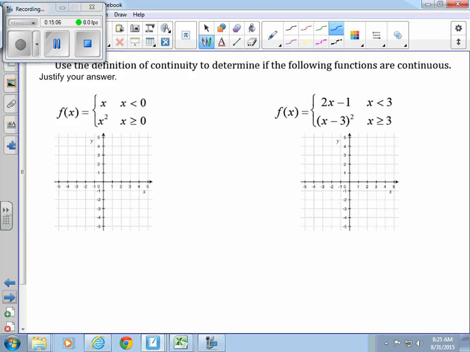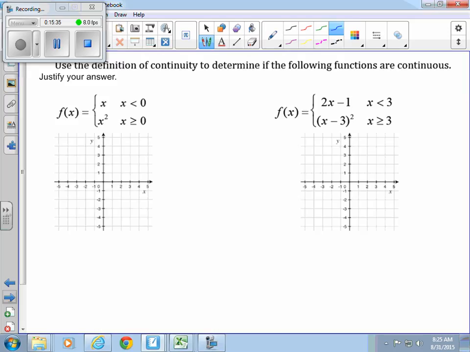This is not a real AP problem, but I'll show you what a real AP problem looks like. It says, use the definition of continuity to determine if the following functions are continuous, and justify your answer. Again, this is not off a real AP exam, but there are real AP exam problems that look like this. This is the first time you've ever heard the words "justify your answer." You will grow to hate that word, but it's okay. We're going to learn how to deal with it.